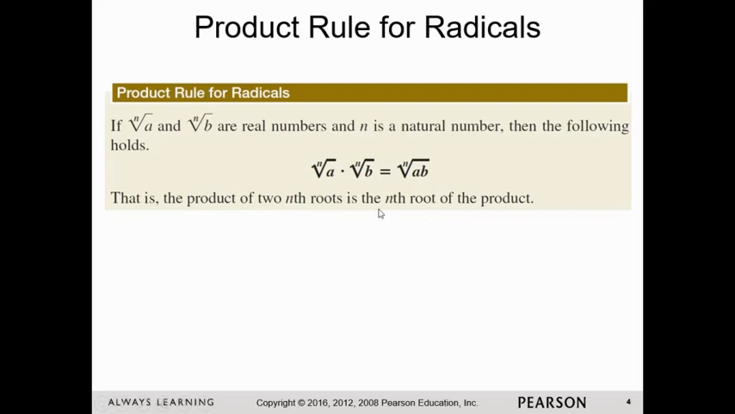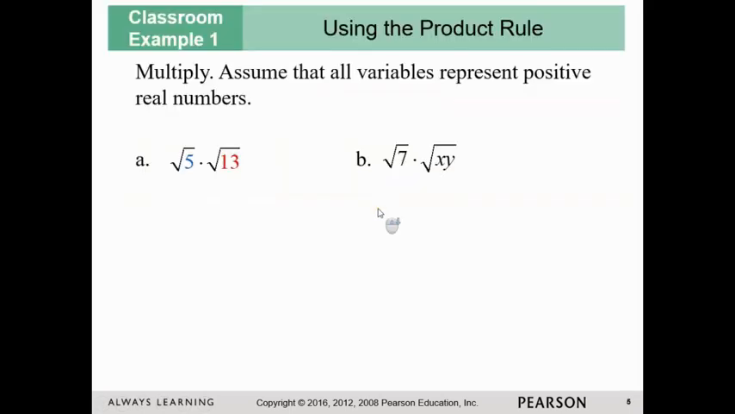Now, it may not make a lot of sense until we look at some examples here. So multiply, and notice we have both of these are square roots, so this index is the same. So what I can do is multiply what is underneath the radical there. So I'm going to multiply 5 times 13, and I'm going to end up with the square root of 65. So remember, I keep it underneath the radical there.